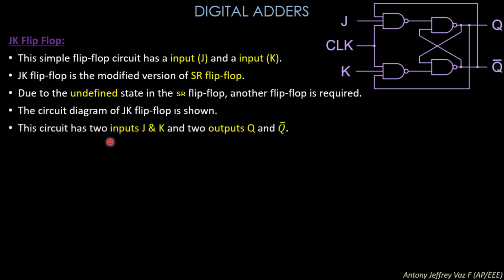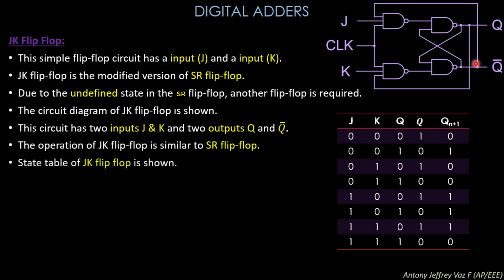The circuit diagram has two inputs, J and K, and the two outputs are Q and Q bar. The operation of the JK flip-flop is similar to that of the SR flip-flop, and the truth table is shown here. In the truth table, you can see the JK values, the present state, the Q bar value and the next state value. When both the inputs J and K are 0, the Q is 0, and the next state of the Q is 0.